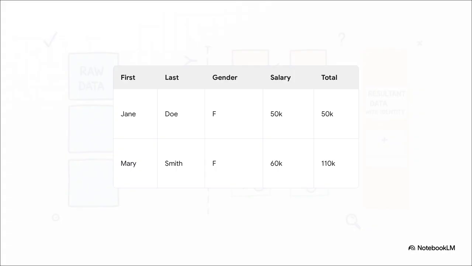And the output is just beautiful. Jane and Mary keep their first and last names, their individual salaries are right there, and we get this mathematically accumulating rolling total right next to them. Jane starts us off with $50,000, and Mary brings her $60,000 to the table, bumping the rolling total to $110,000. The data is rich, it's readable, and it is totally intact.